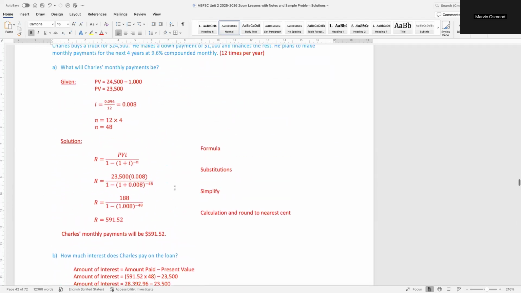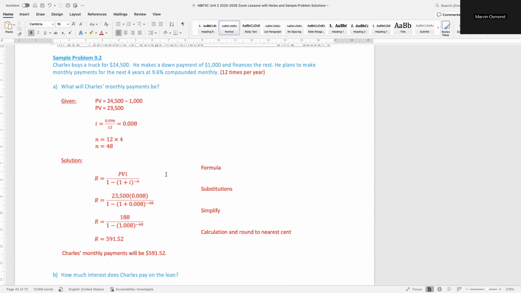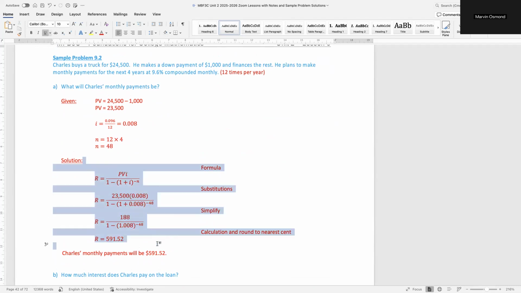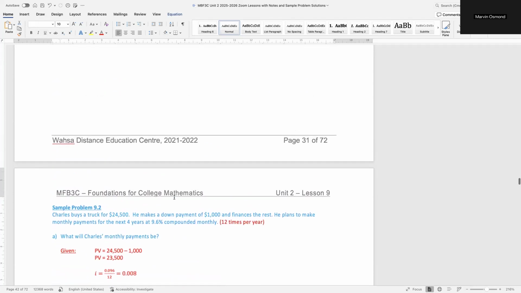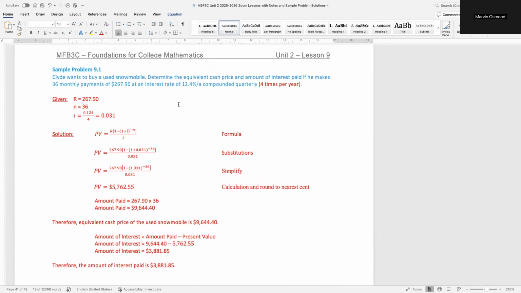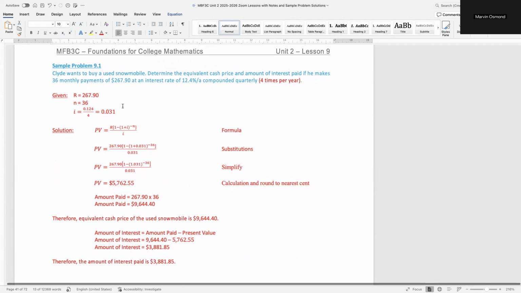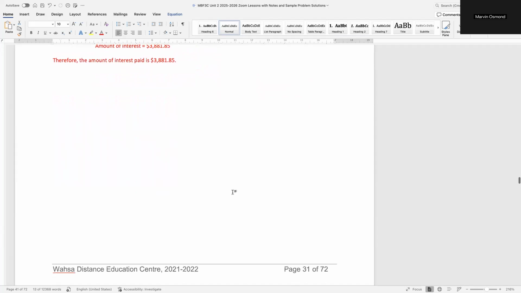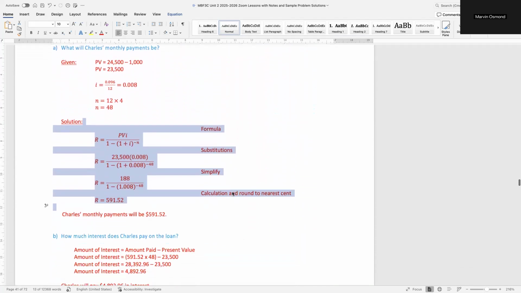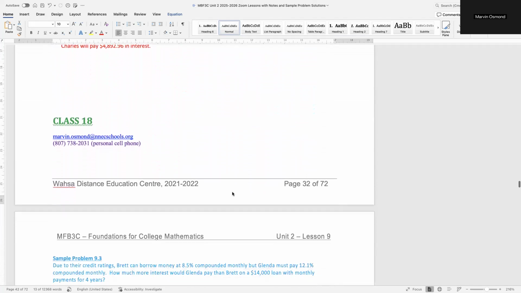So let's scroll back up. Right here you can see the R formula being used. Here we were calculating the amount of the monthly payments we would have to make if we borrowed $24,000, putting $1,000 down. In the first one we looked at, we didn't know how much we were going to borrow, but we knew how much we were going to pay and for how long, and from there we could figure out how much we were going to borrow. So two different problems.